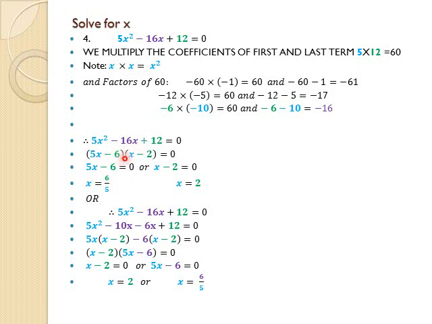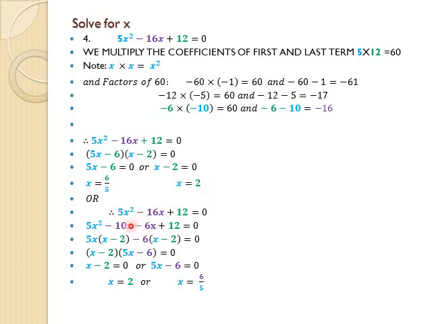Right, so now 5x minus 6 equals 0, or x minus 2 equals 0. Take negative 6 over, I get positive 6. I always divide by the coefficient of x, which in this case is 5. There, negative 2 goes over, x equals 2.